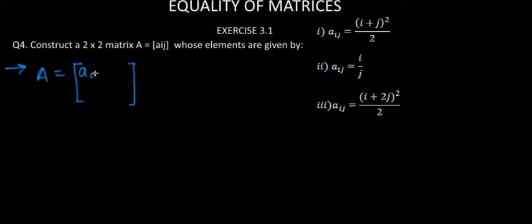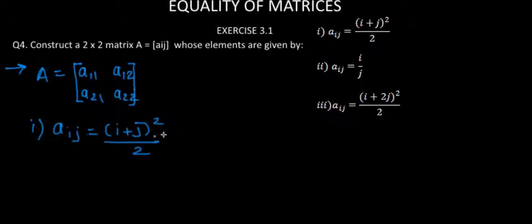Here we'll have a11, here we should have a12, here we'll have a21, and here I'm going to have a22. Okay, we need to find the a11, a12, a21 and a22 elements. So let's find those elements. In the first case, they have given the definition for aij, which is (i plus j) the whole square divided by 2. So we need to find all the elements.